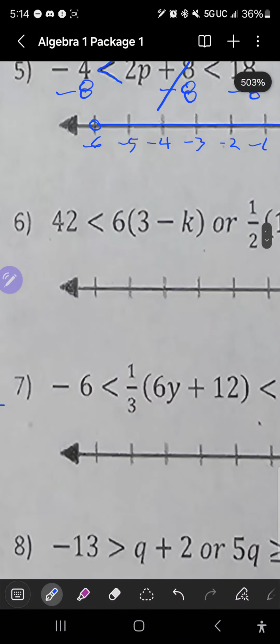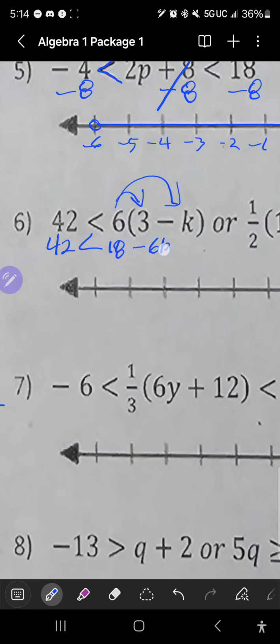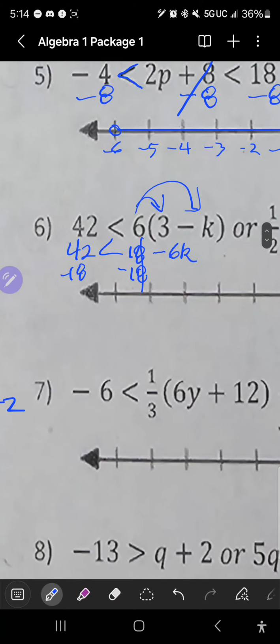So when we solve this, first we need to multiply. This is going to be 42 is less than 6 times 3, 18. 6 times minus k is minus 6k, since the 6 is positive and the k is negative, so we keep the negative sign. Now we need to subtract 18 from both sides, and this is going to cancel, and we get 42 minus 18 is 24.